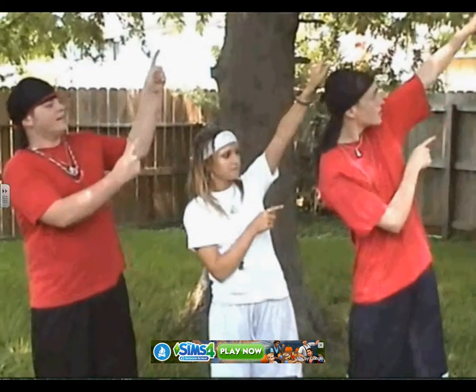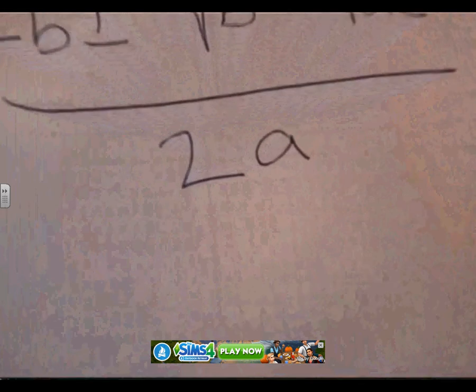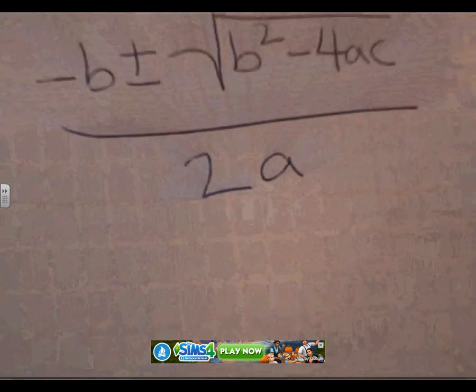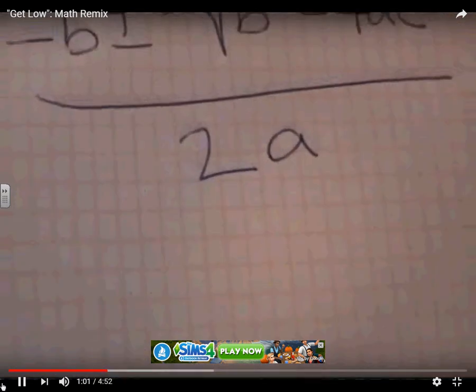ABC, the letters you need to make it easy. That's how. No more, no more. Look at me. What's a minus? What's a minus? The square root of b squared minus 4ac. All over 2a.